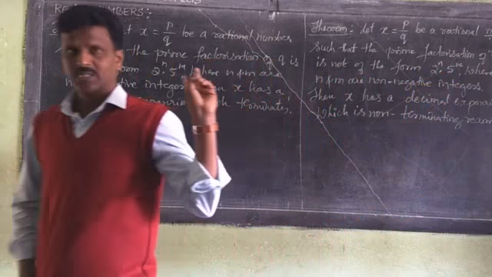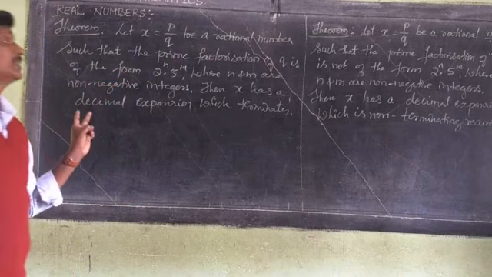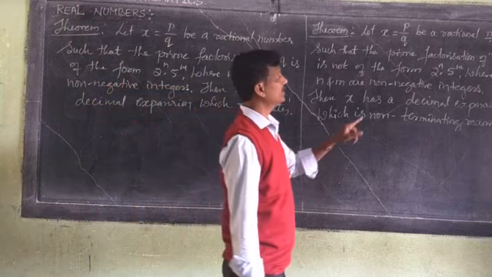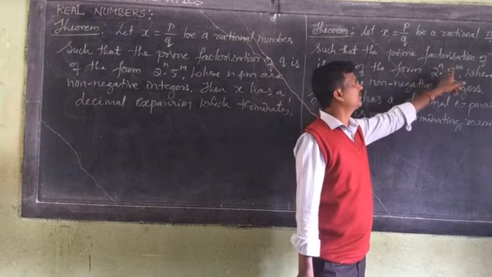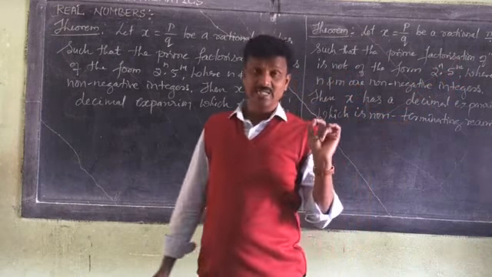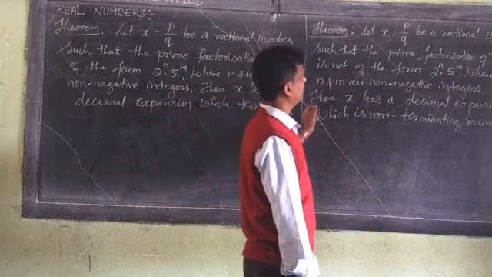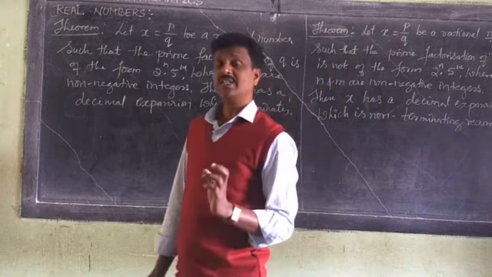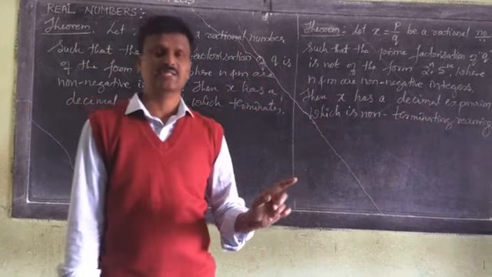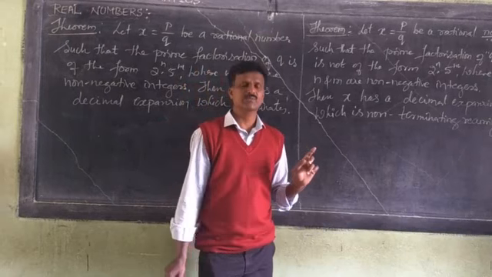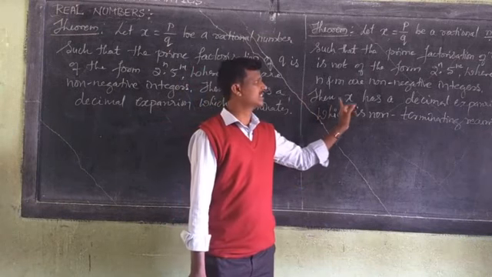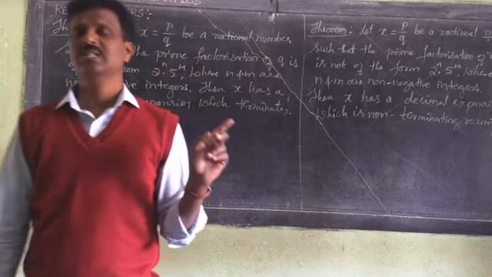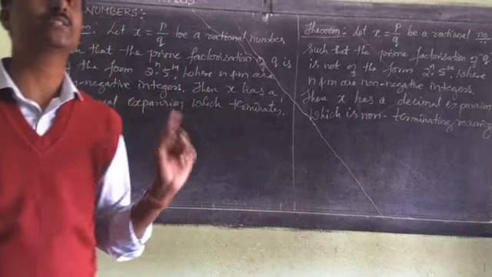In the last two theorems we said that the denominator is in the form of 2 to the power of n and 5 to the power of m. Here, if the denominator is not in the form of 2 to the power of n, 5 to the power of m, but it is a rational number, then what type of decimal expansion does x have? x has a decimal expansion which is non-terminating and recurring.